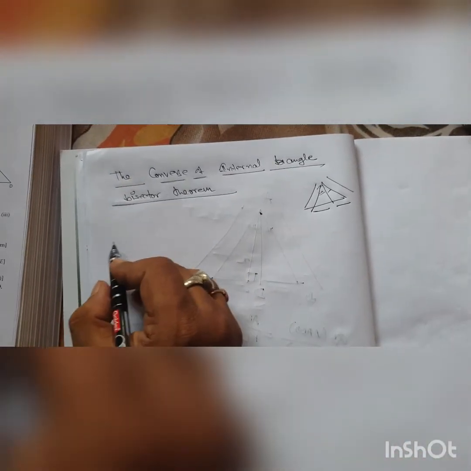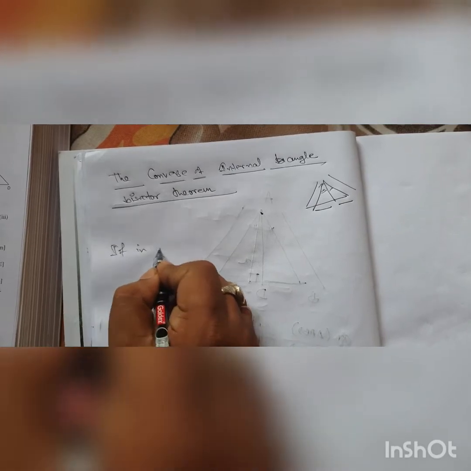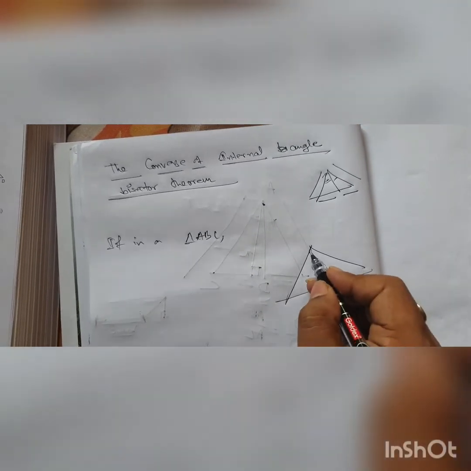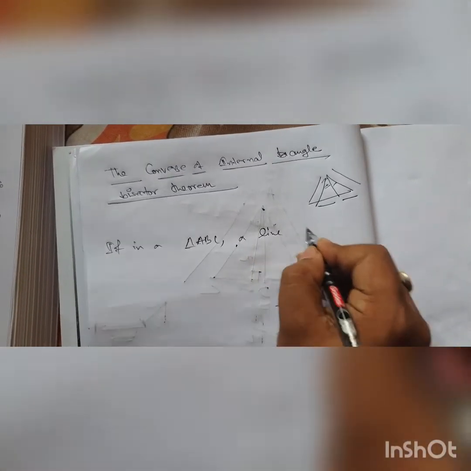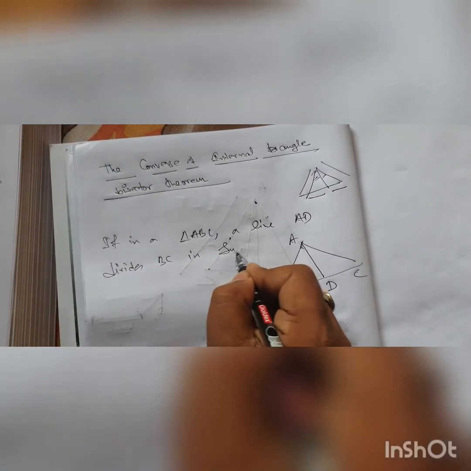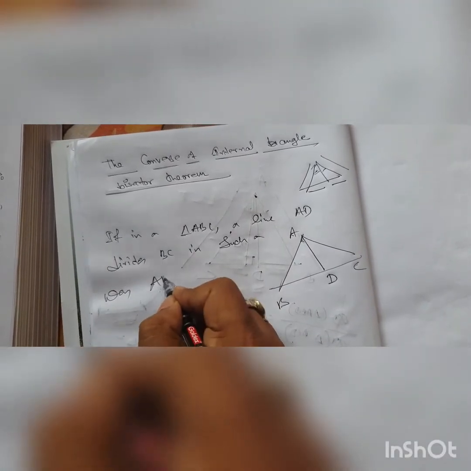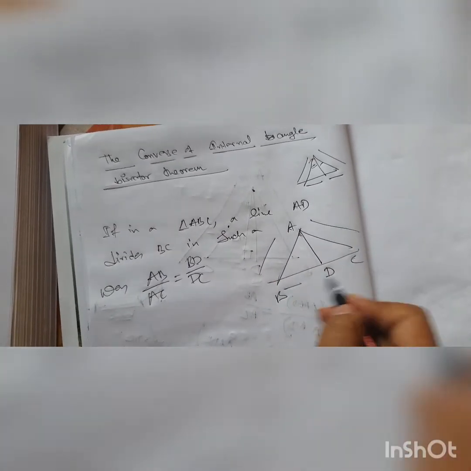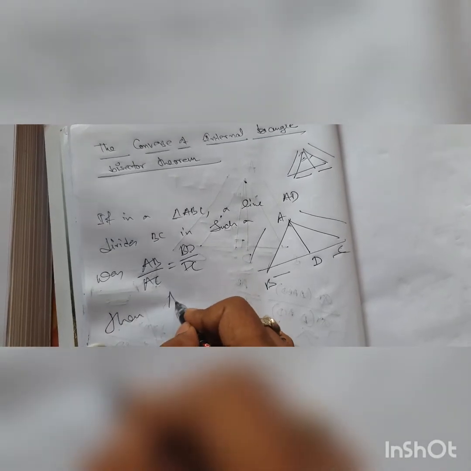So in the converse you will be given, if in a triangle ABC, a line AD divides BC in such a way that AB by AC equals BD by DC, then AD is the bisector of angle A. It means the opposite. There the bisector was given; here you have to prove it in the converse theorem.